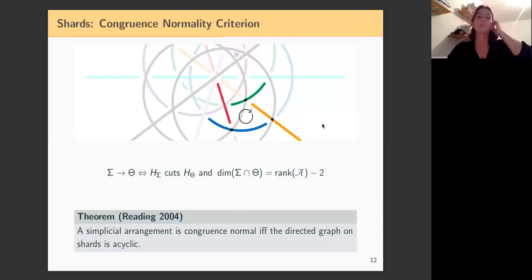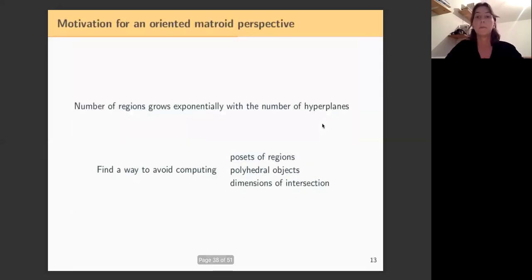Okay, so this is a geometric criterion, but we want to approach it from an oriented matroid perspective. And the reason that we want to do that is because once you start to have a lot of hyperplanes, it can get really hard to compute things if you're working with geometric objects. So the number of regions grows exponentially with the number of hyperplanes. And this means that you don't want to end up actually computing the posets of regions themselves. You wouldn't want to have to create a poset of regions to check if it's constructible by doublings.